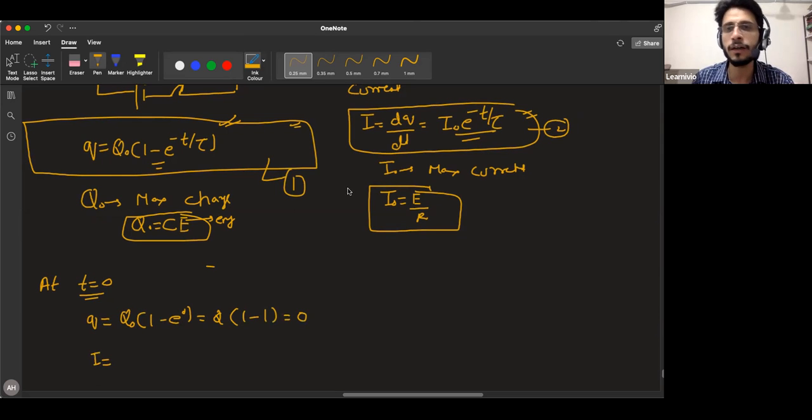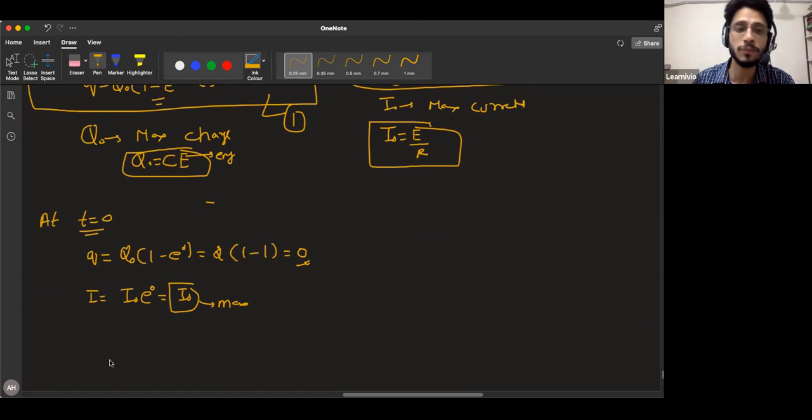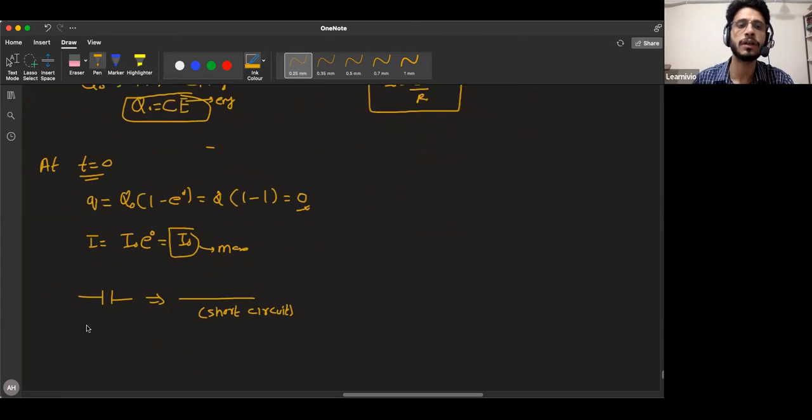If there is no charge, you don't need to calculate current here. If you want to calculate current, when your current is I naught e to the power, just put the value of 0 here. E to the power 0 is 1. Your current is I naught, your current is maximum. So at t equal to 0, charge is 0, but current is maximum. That means your capacitor will behave like a short circuit at t equal to 0.